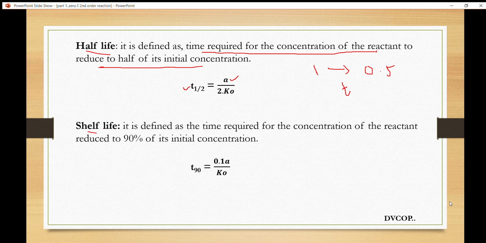Similarly, shelf life is defined as the time required for the concentration of the reactant to reduce to 90% of the initial concentration. The difference is that here it is half and here it is 90%; the overall definition is the same. So t90 equals 0.1 A divided by K0. So this is the shelf life for a zero order reaction.